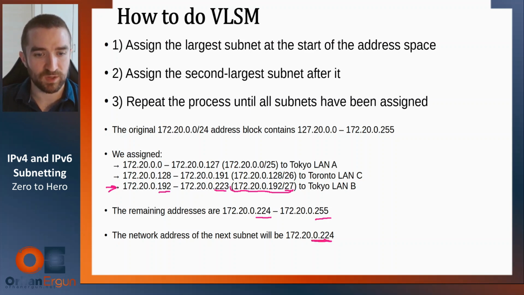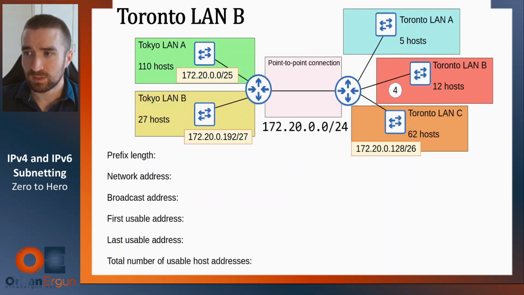And of course, once again, the network address of the next subnet will be that .224, because, I'm repeating myself, it is the next address after Tokyo LAN B's broadcast address. So it's the next available address. Okay, so the next LAN, the next subnet will be Toronto LAN B, and it requires 12 hosts, okay? And I just said the network address will be this one here, .224, the address after Tokyo LAN B's broadcast address. What should the prefix length be?